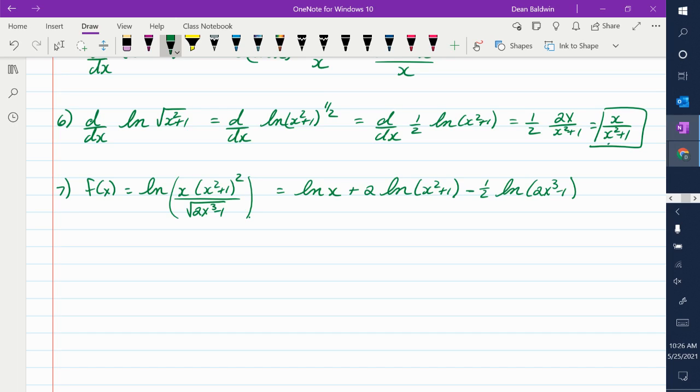What's the derivative of natural log of x? 1 over x. So if I go, okay, f prime will be 1 over x plus the next bit. The 2 is a constant, so I can leave it there. What's the derivative of natural log of x squared plus 1? It's 2x over x squared plus 1. And then you do the same for the last one. So it'll be 6x squared over 2x cubed minus 1. I mean, you can clean it up a bit.